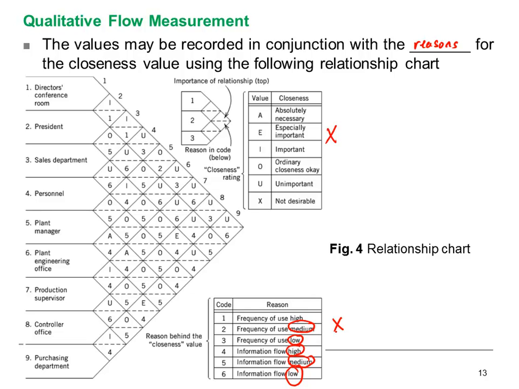So again, we are trying to use qualitative information to find the relationship between departments. And that's what we are trying to achieve with this methodology, using the relationship graph. And you're going to perform that for each one of the departments that you are trying to allocate within your facility.